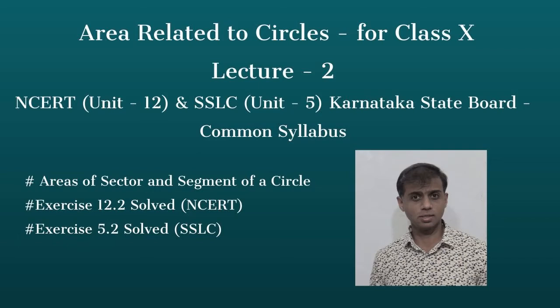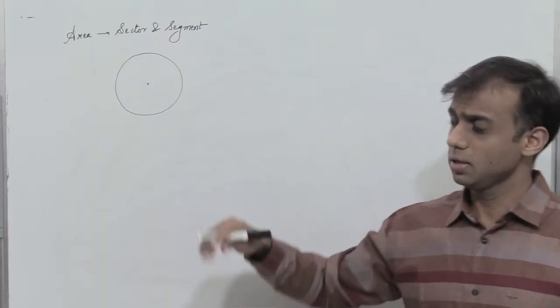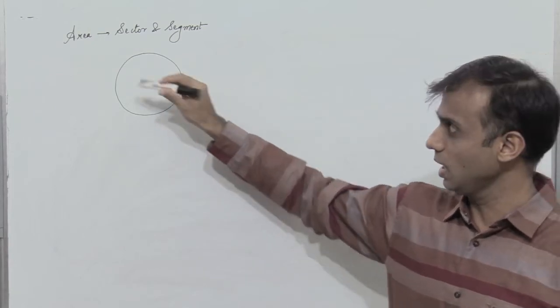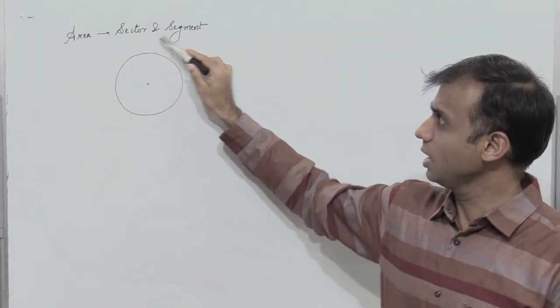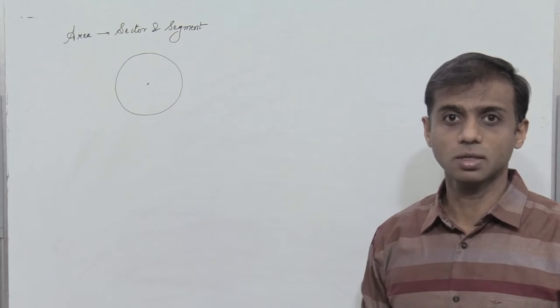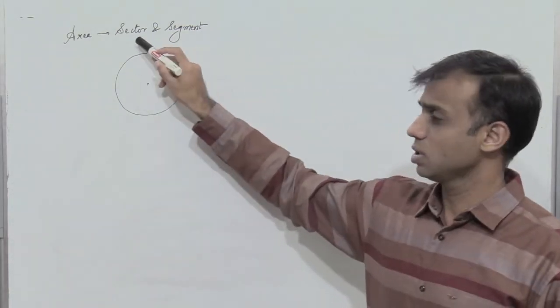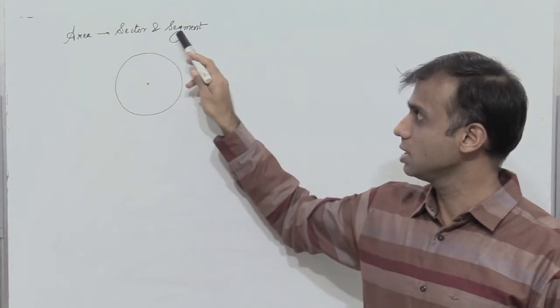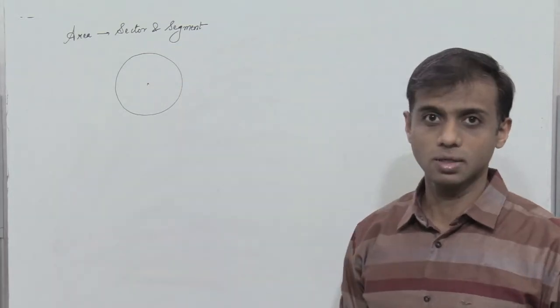Welcome you all to the next lecture session on areas related to a circle. So in this lecture session we will go through the areas related to a sector and the segment of a circle. Now we need to understand what a segment is and what a sector is and how we can calculate the area of a sector and the segment of a circle.